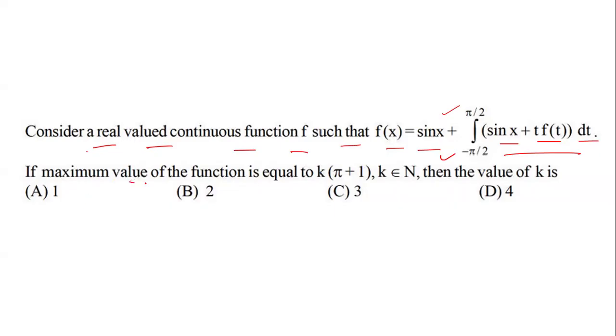And the maximum value of this function, which is f of x, is equal to k times pi plus 1, where k is a natural number. Then we have to tell the value of k. What is the value of k? So this is the problem. So let's see how we can do this.